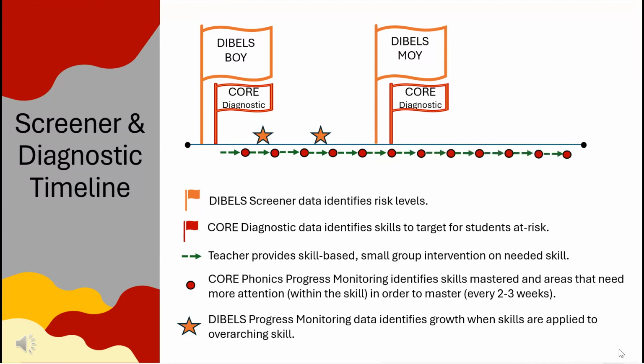The cycle repeats to where the students then receive the intervention and instruction on that specific skill, and then they are assessed with core phonics progress monitoring every 2 to 3 weeks as they make gains in mastery. From there, we also have an additional DIBBLES progress monitoring required test window, and at that time, the teacher then looks to see if the student is making adequate growth within the progress monitoring from DIBBLES.